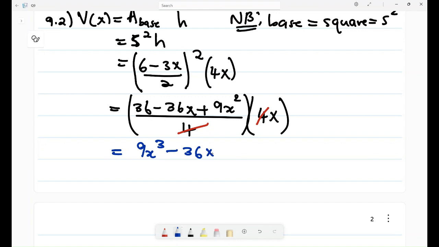36x plus 36x squared, actually this multiplied by that, plus 36x. Then yes, this is the equation that we set up for the volume with respect to x.